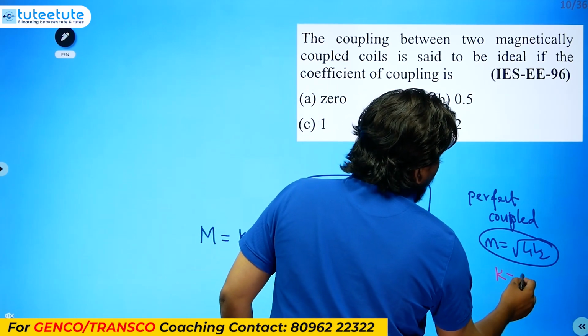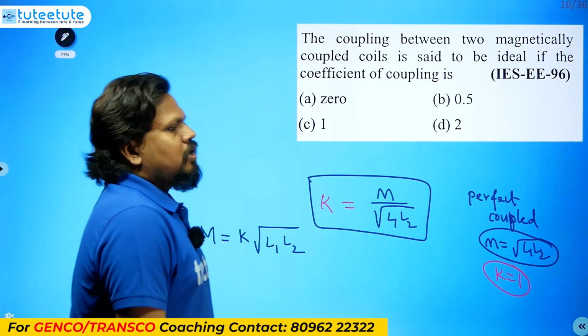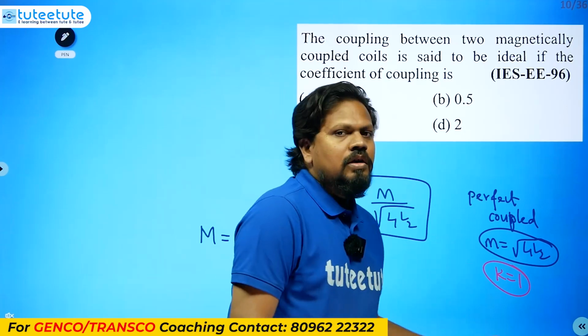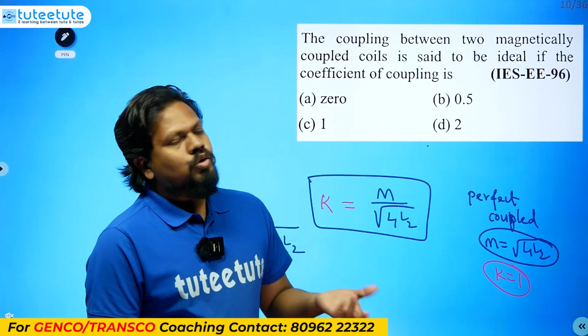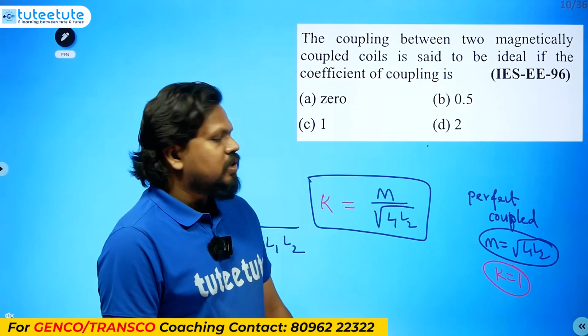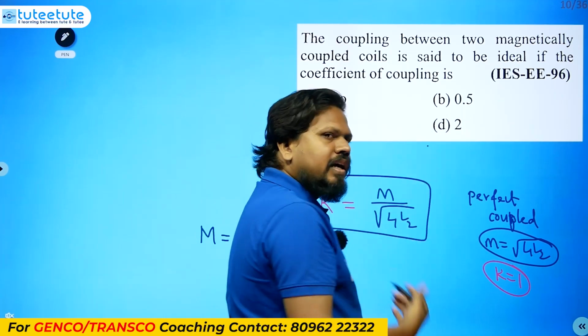So k value is equal to 1. Anyhow, it will not be more than 1 generally. If it is getting 2, then we have to use external methods to make the coupling coefficient k greater than 1. So 0.5 is possible, 0.8 is possible.